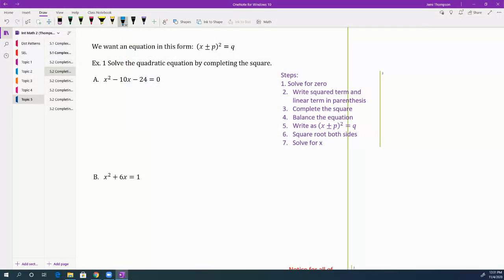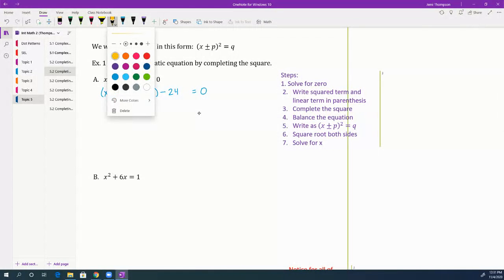The next step is to write the squared term and the linear term in parentheses. So I'm going to basically group these. Now it says only the squared term and the linear term. And I'm going to purposely leave some spaces here. I'm leaving a couple of spaces here. I'm going to fill those in.